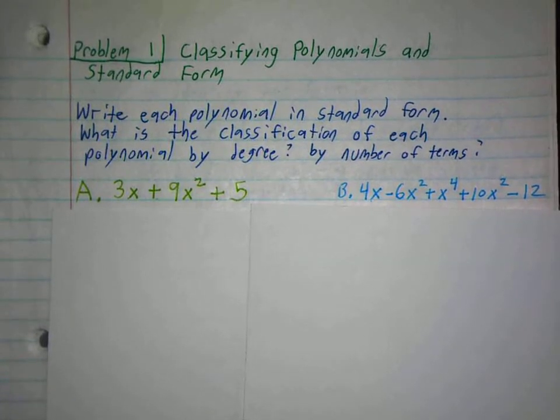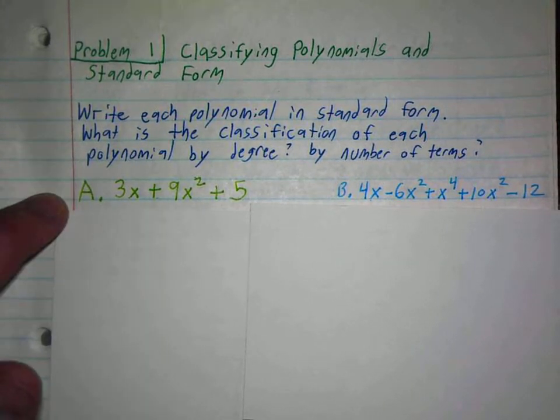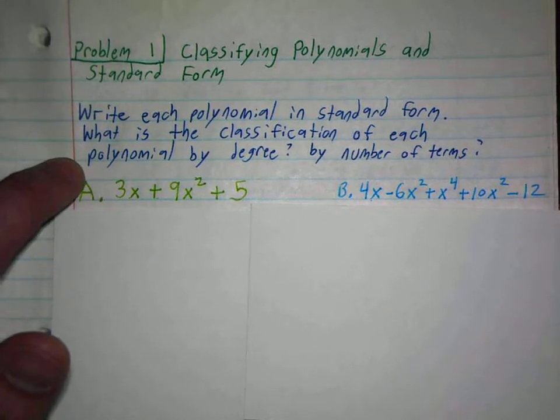Wednesday. So we've been asked to write both of these polynomials in standard form and then to classify them by degree and number of terms. So that means there's three things to do. One, write it in standard form. That means from highest degree to lowest degree. That also means I combine like terms. Second, I classify it by degree.